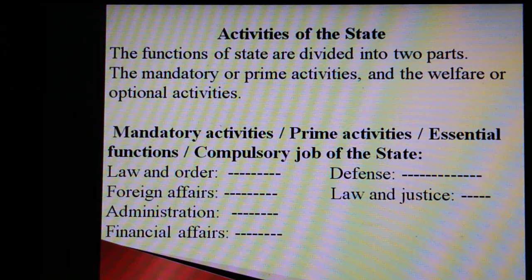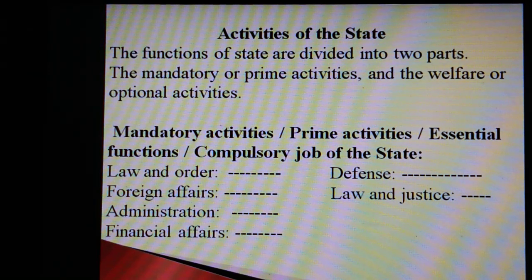Now, activities of the state. The functions of a state are divided into two groups: the mandatory or prime activities and the welfare or optional activities. That is, prime activities and optional activities. In another way, mandatory activities and welfare activities. Mandatory activities or prime activities or essential activities or compulsory jobs of the state.